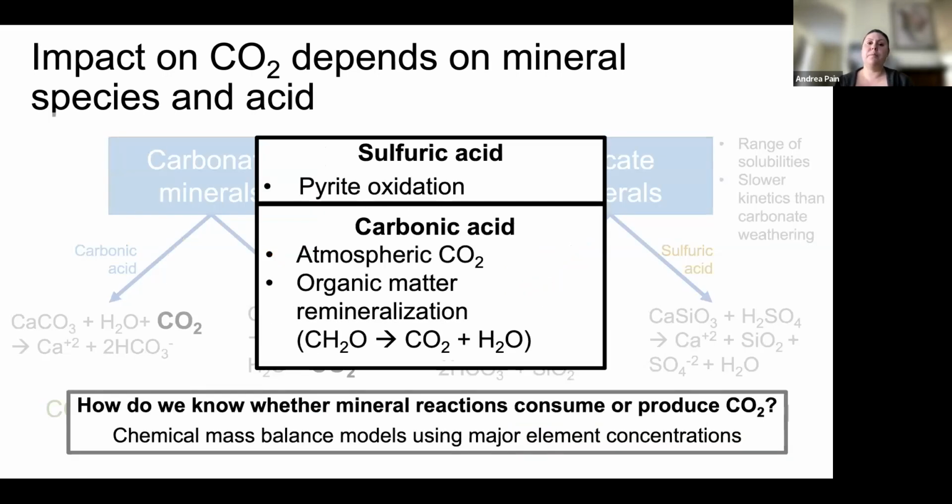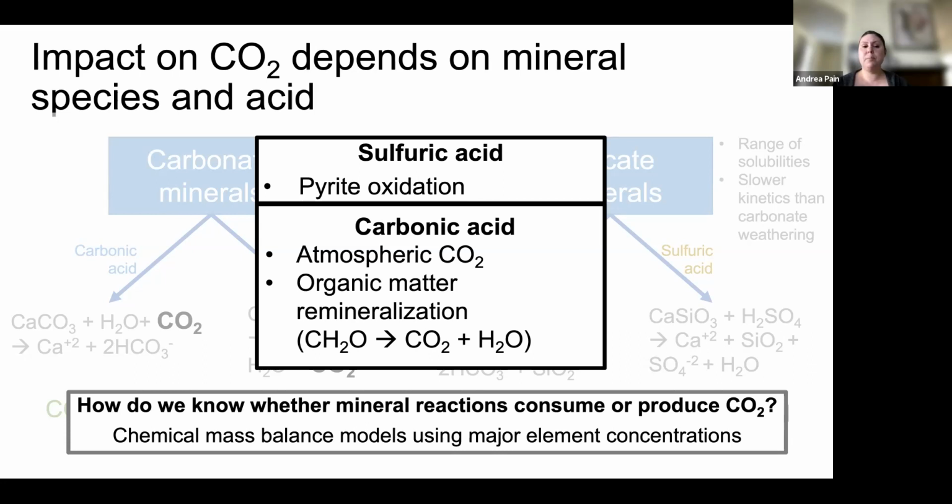So thinking about what drives these reactions, we need to know something about the minerals that are there and also the sources of acids that drive this reaction. So sulfuric acid production is largely a product of pyrite oxidation in the subglacial environment, whereas carbonic acid has multiple sources, the important ones being atmospheric CO2 that can be delivered through cracks or fractures, as well as any gas bubbles in the ice itself, as well as organic matter remineralization produces CO2, which forms carbonic acid.